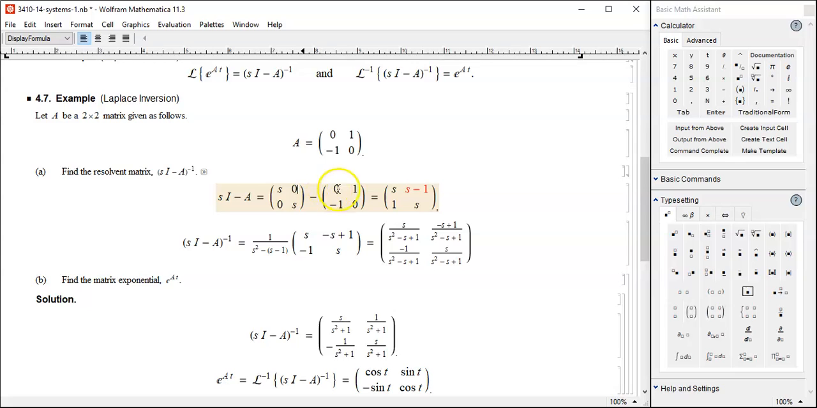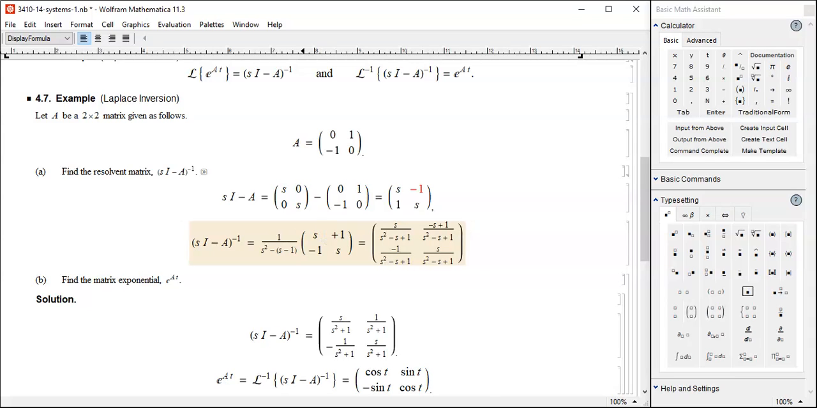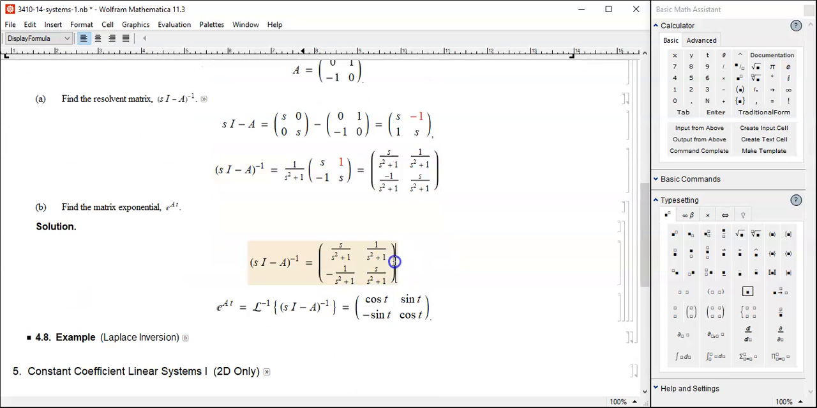s minus 0, 0 minus negative 1, so this should be just minus 1. Let me correct this. So that's just that. And then here, crisscross, s squared plus 1. So the denominator is a whole lot simpler. And then this one is just 1, and that's minus 1. Okay, all good, as we have over here.